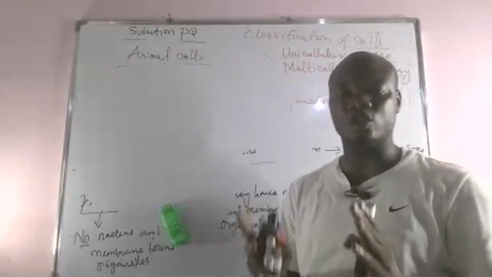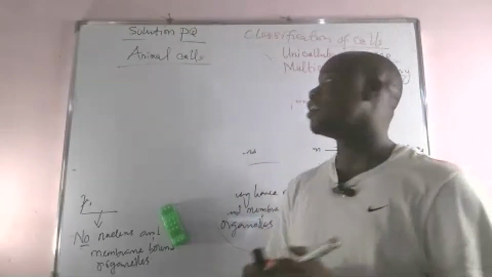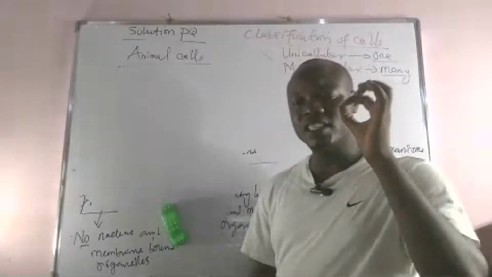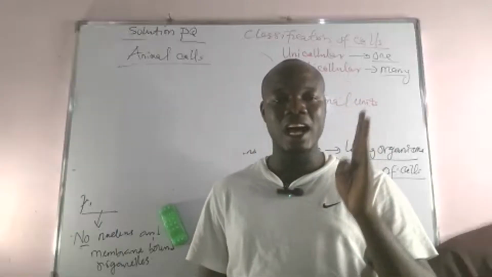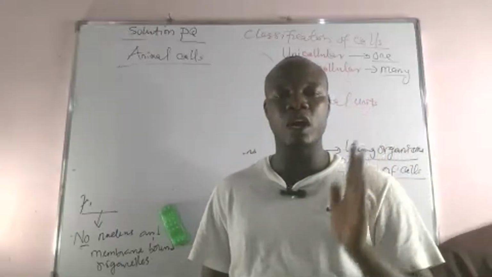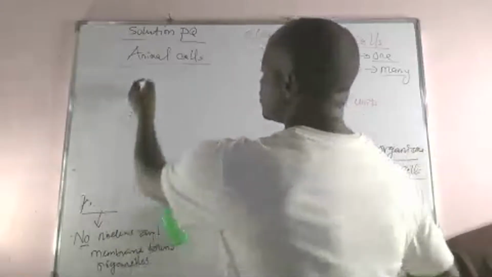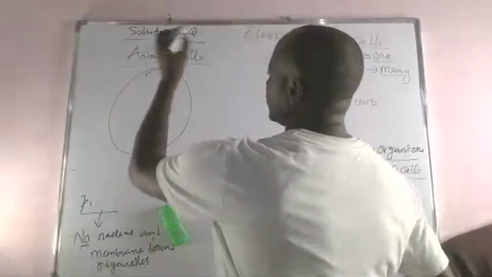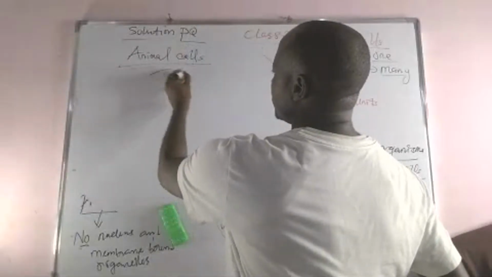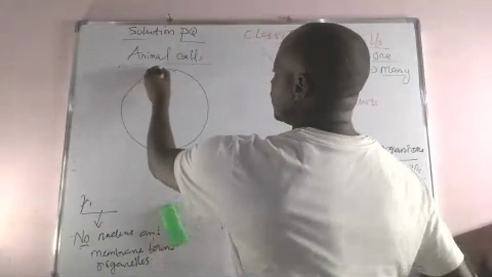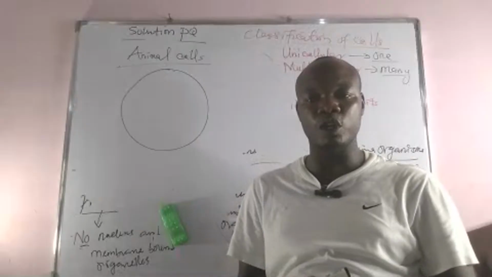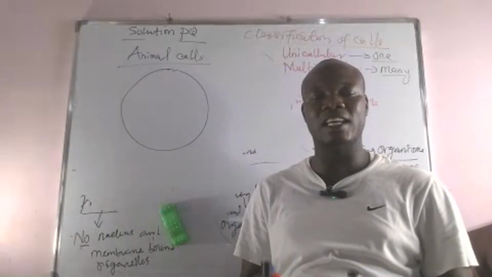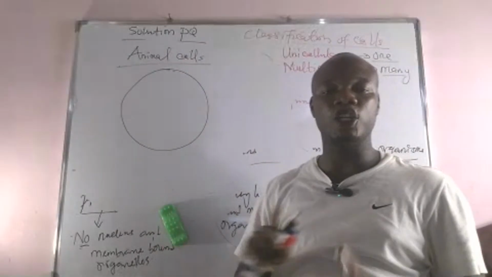So how do we draw the structure of animal cell? The first thing that will come into your mind is that animal cell is spherical in shape. It is spherical in shape like this. So it should be spherical. That is the first thing that needs to come into your mind.